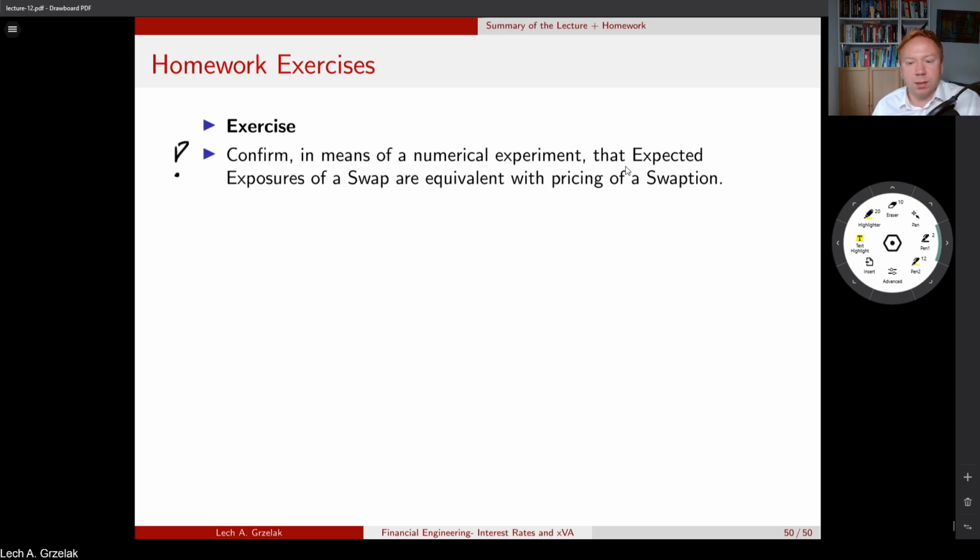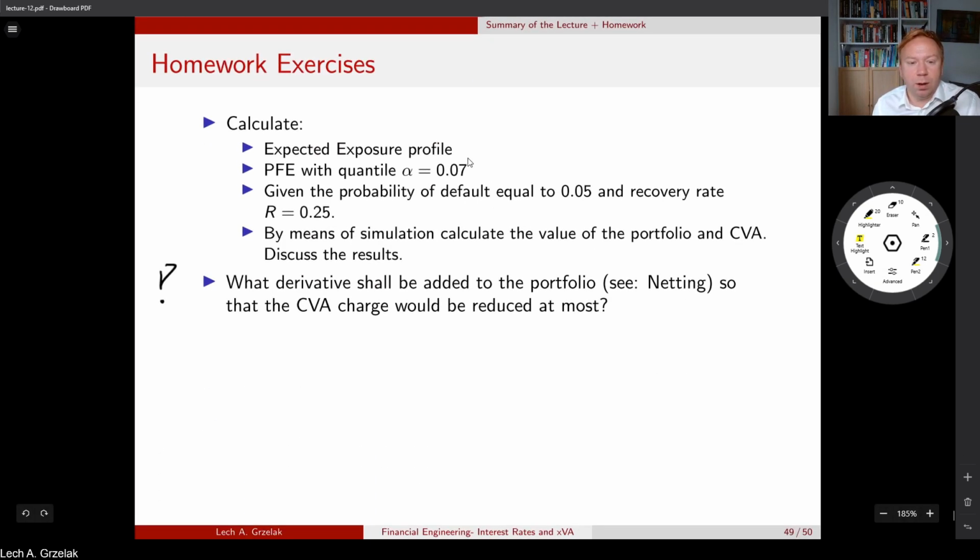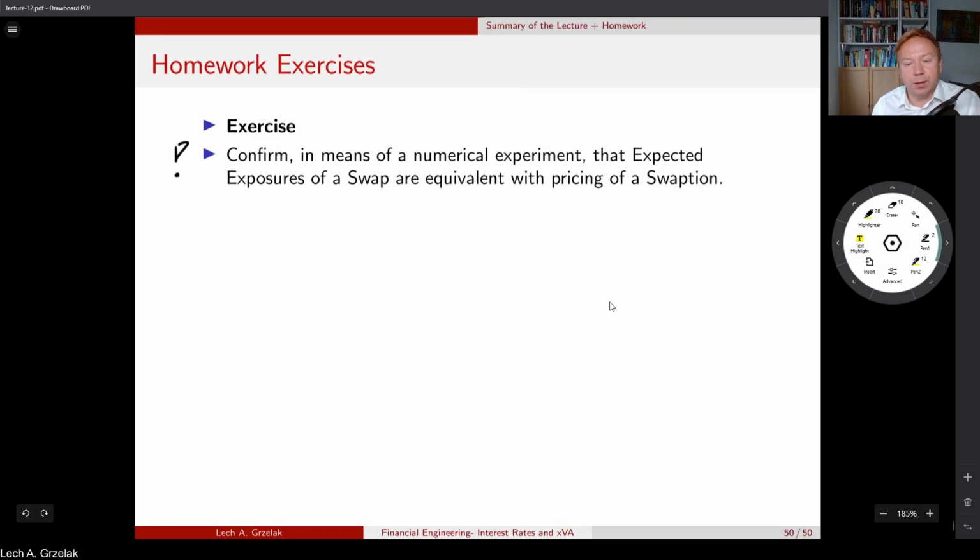So we have 2 exercises for today. The first is a bigger exercise where you have to simulate processes, build up a portfolio, become a risk manager and evaluate CVA, and then look also from the netting perspective at how to reduce the risks. The second part is more like a sanity check of whether the implementation is correct. You have to implement the expected exposures for an interest rate swap and compare the values with the evaluation obtained from a swaption based on a Hull-White model.